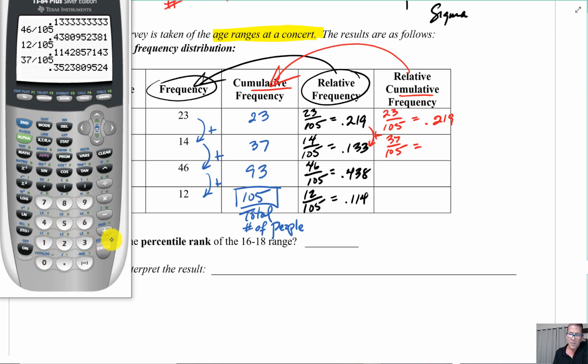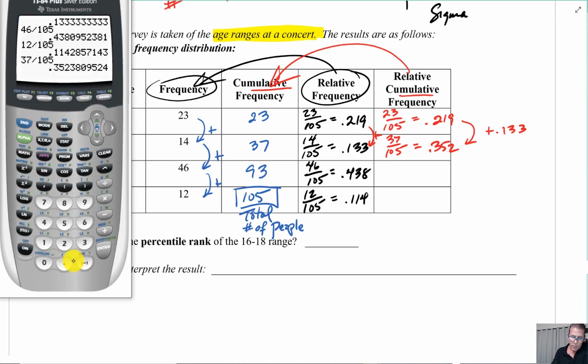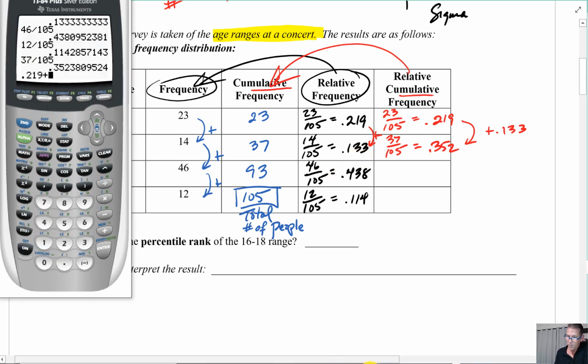And notice it says 0.352. So notice if you take 0.219, the first relative frequency, and add 0.133, you get 0.352. So you just simply add the next frequency in the table. That's the second way you could do this. If you don't believe me, let's try it. 0.219 plus the next frequency here, 0.133, and notice what we get.